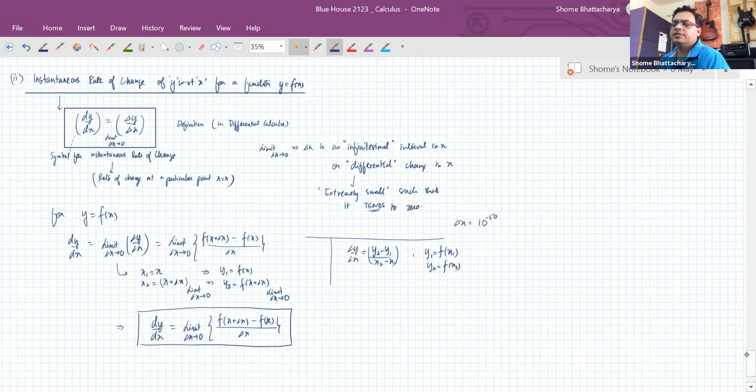f of x plus delta x minus f of x, divided by delta x, under the condition that delta x is tending to 0. So that algebra that we develop now for calculating this thing, that only is called differential calculus. That is a process of differential calculus. Okay, so just make a quick note of this. Then we will see with some examples next how we calculate this.